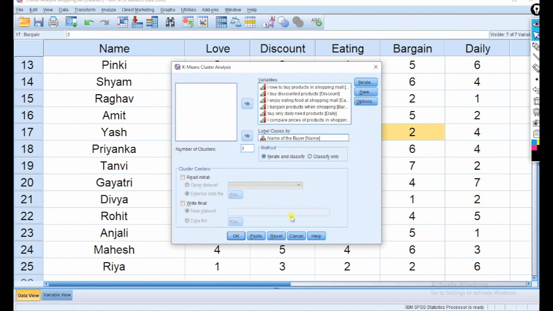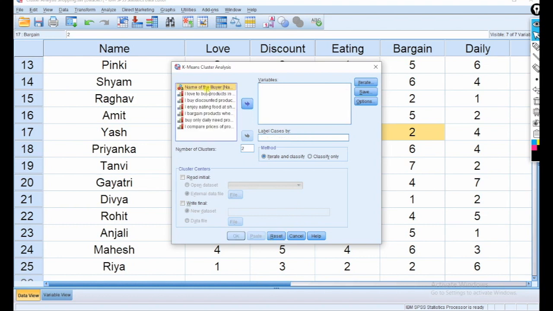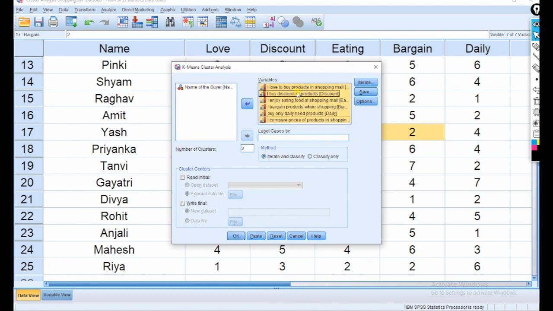Now the total number of variables is 6, attitudinal variables. So I am selecting all these 6 variables and transferring them to variables. And then the name of the buyers I am transferring to label cases by. And by default you can see number of clusters.